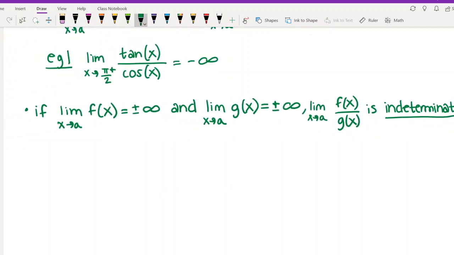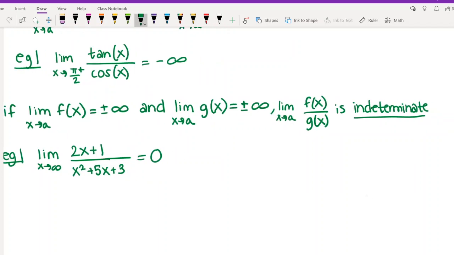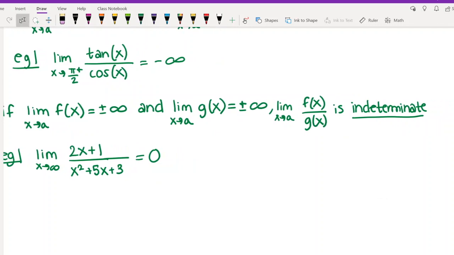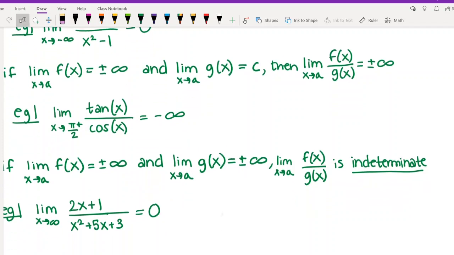And so maybe let me just write down an example. The example that we did earlier was the limit as x approaches infinity of 2x plus 1 over x squared plus 5x plus 3. And that came out to be 0. But again, indeterminate doesn't mean that there is no limit. It just means that you can't know the answer right off the bat, that you're going to have to do a little more work. Whereas some of these earlier ones, just by looking at it, you can know what the answer is without doing any algebra or calculation.